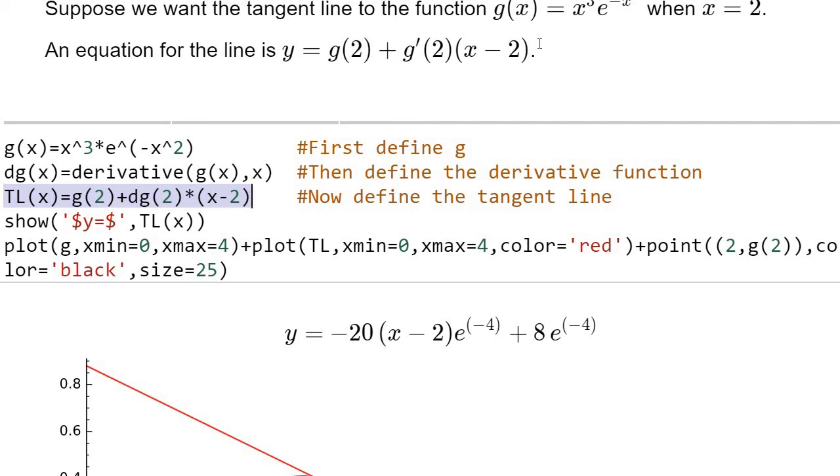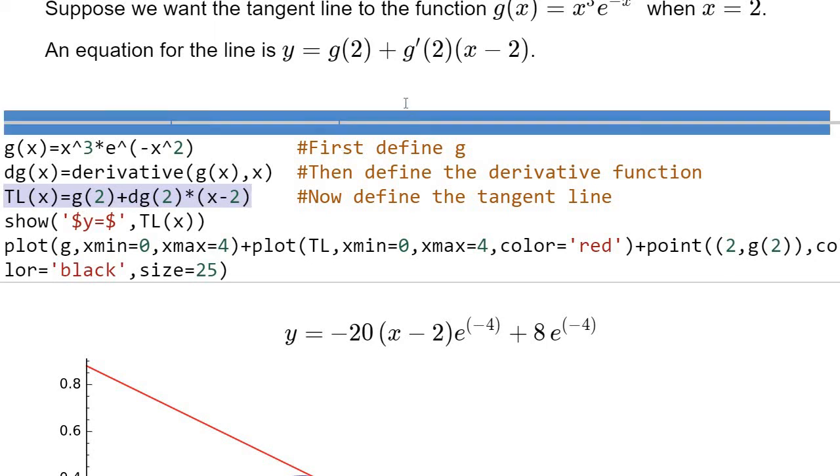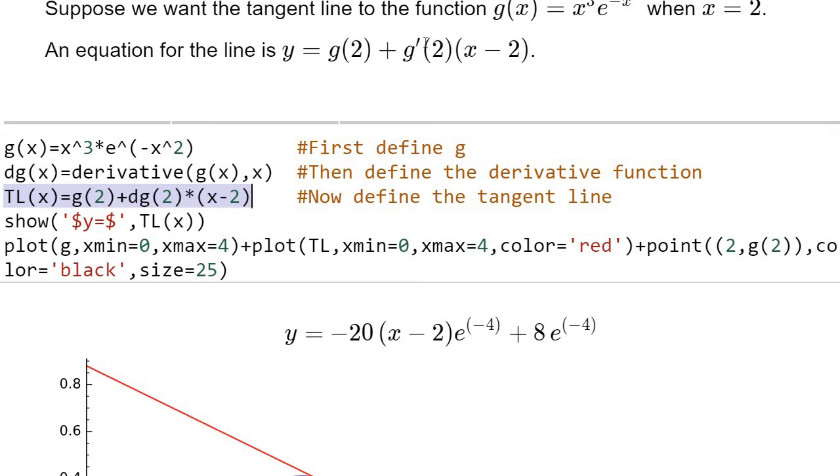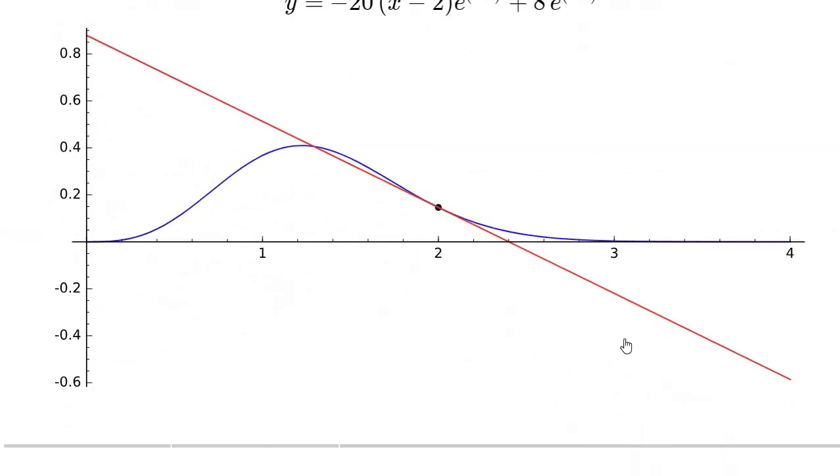I gave it the name TL for tangent line, and it's just this formula with dg in place of g prime because I called it dg. I use the show command just to show the answer here. So here's an equation for the tangent line of little g at x equals 2. And here's a plot of both of them. The blue curve is g, the red is the tangent line. I also put a dot right here at the point of tangency just so we could see where it is. And if I were to zoom in on this graph, which I won't do, you would see that the blue and the red would be very, very close together, close to x equals 2.